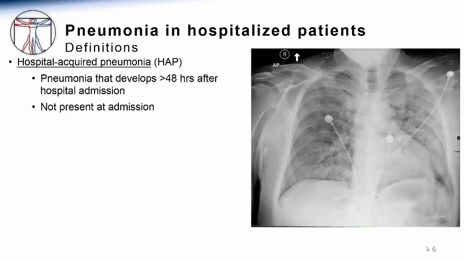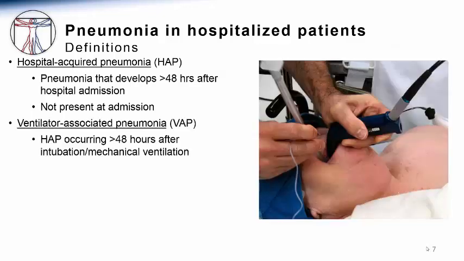Let's begin with some very important definitions. Hospital-acquired pneumonia, or HAP, is defined as a pneumonia not present at admission that develops after a patient has been admitted to the hospital for more than 48 hours. Among different types of hospital-acquired pneumonia, when pneumonia occurs after intubation and mechanical ventilation in an intensive care unit, it is referred to as ventilator-associated pneumonia, or VAP.